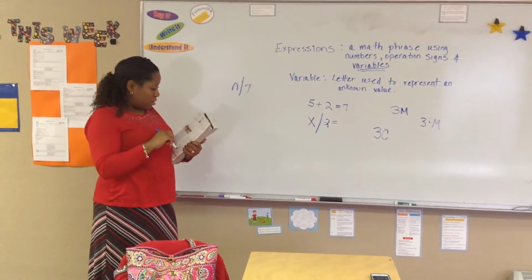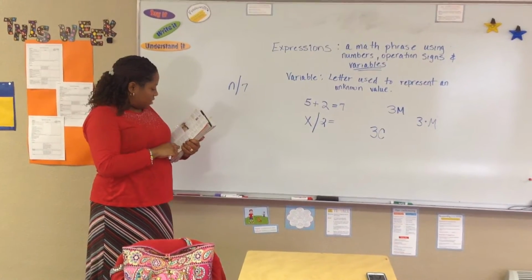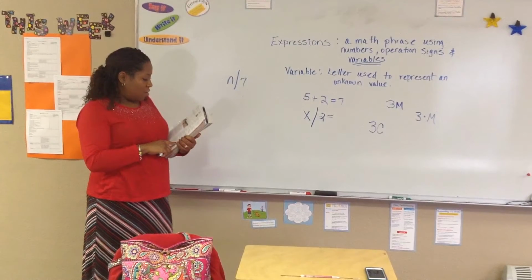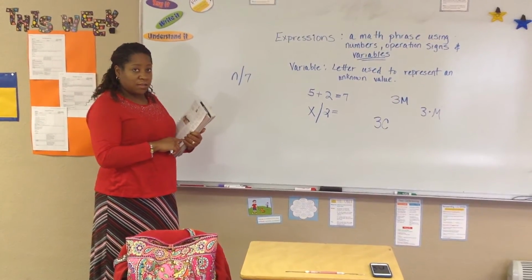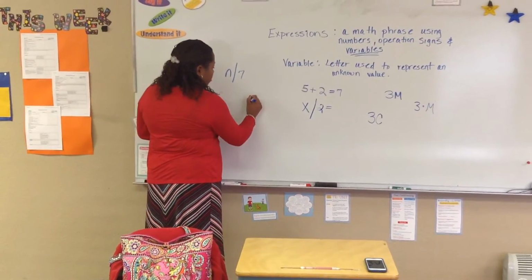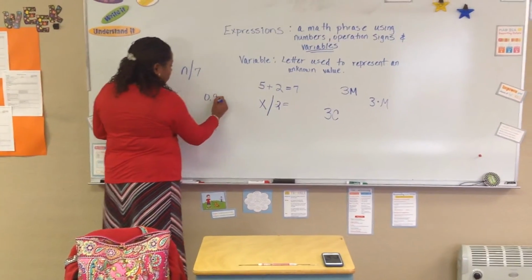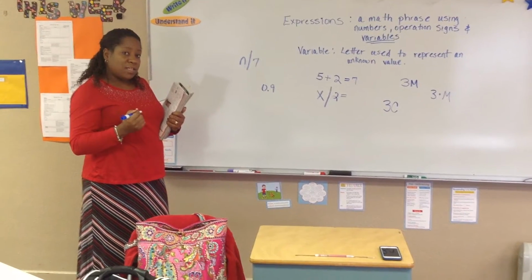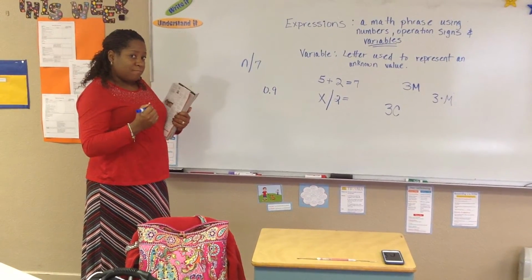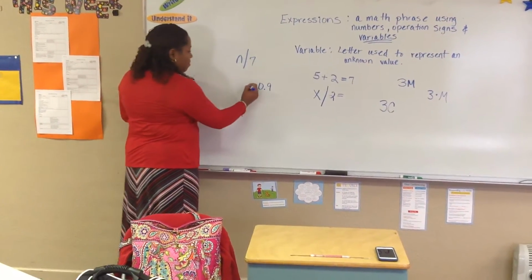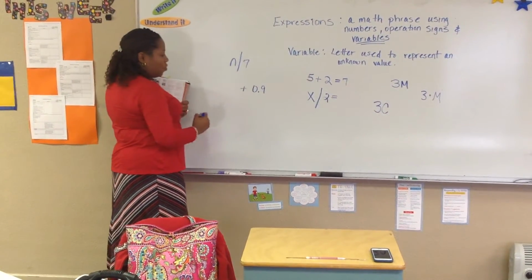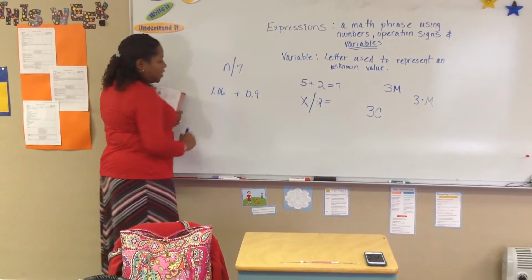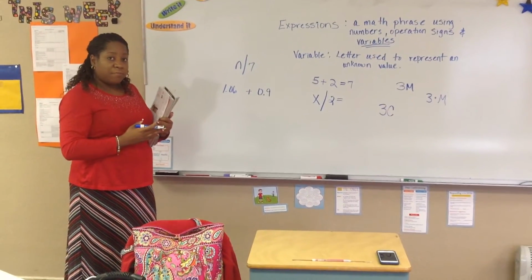Okay, we'll do one more. 0.9 more than 1.06. 0.9, and it's more than, so more than tells us it is what? Addition. More than 1.06. That's your expression, and that's all you write.